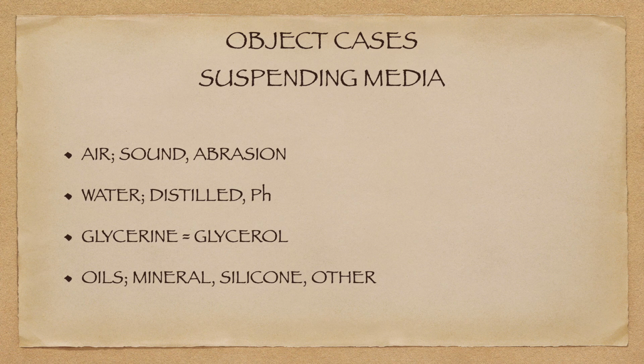Mineral oil is something that's readily available, relatively inexpensive, can be obtained in most pharmacies, and is optically clear. Because it is an oil, it prevents the oxidation of metallic materials. So if you include an item that is ferrous or iron based in the object case, it will not rust.